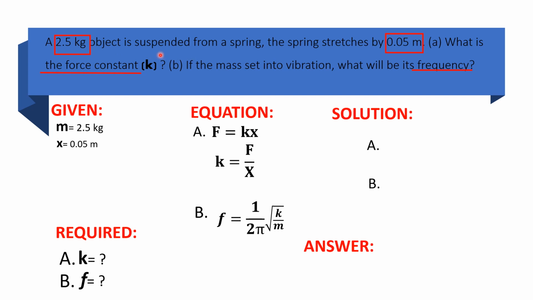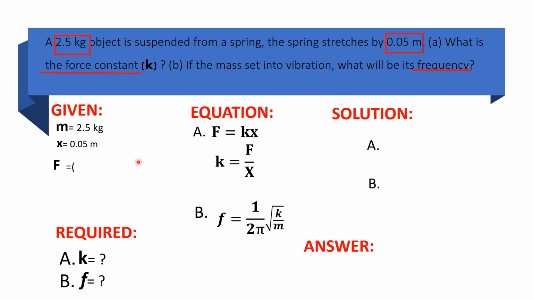Since ang spring natin ay nakasuspended, so nakapaganyan siya, vertical position, so merong force, external force na nakakaapekto dun sa spring. And that force is affected by the acceleration due to gravity. To calculate the value of force, we need to multiply the mass to the acceleration due to gravity. So, magkakaroon tayo ng force.